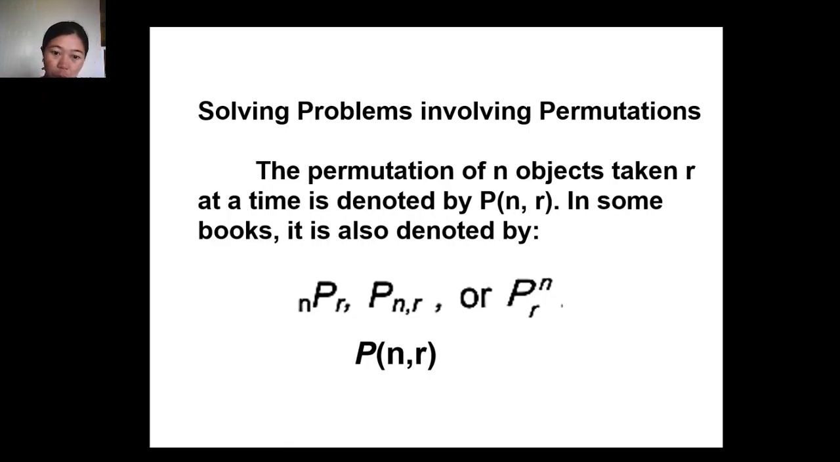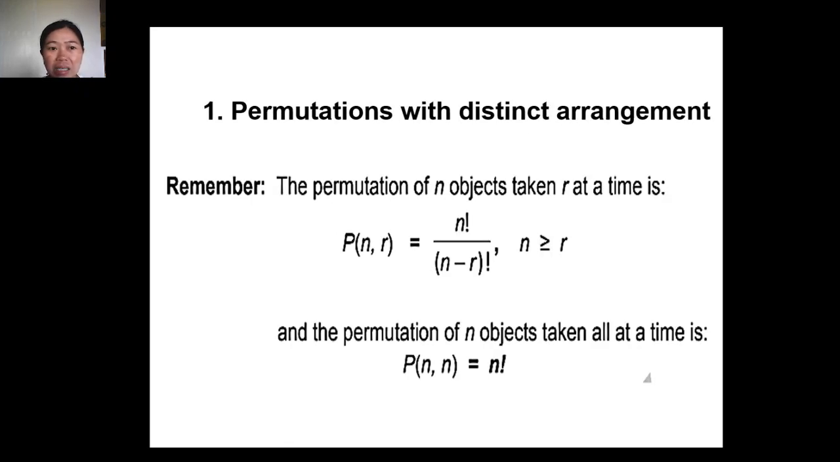So, again, those notations are read as permutation of n objects taken r at a time. Okay. So, let us discuss solving problems that involves permutations or different kinds of permutations. And this is the first type of permutations that we are going to solve or you will encounter in the next activities of your module. So, for number 1, permutations with distinct arrangement.